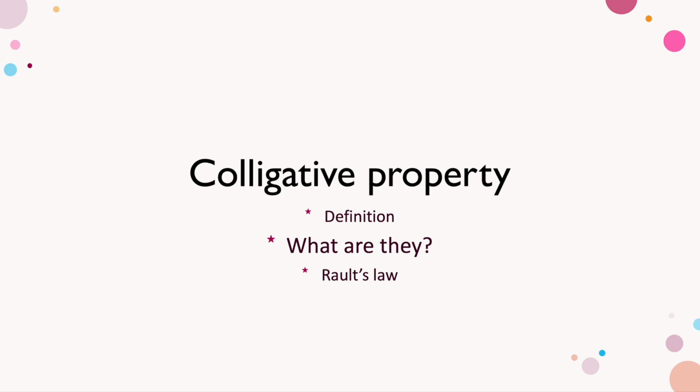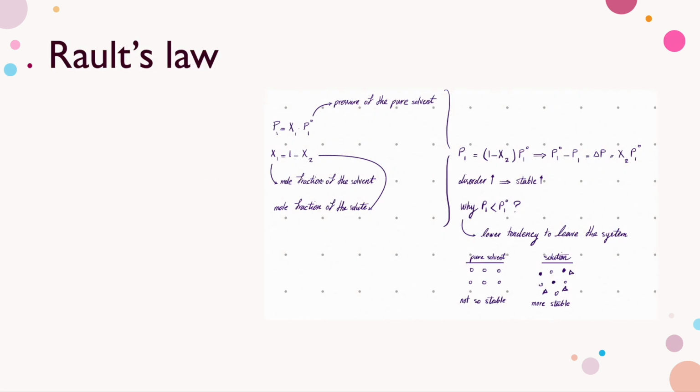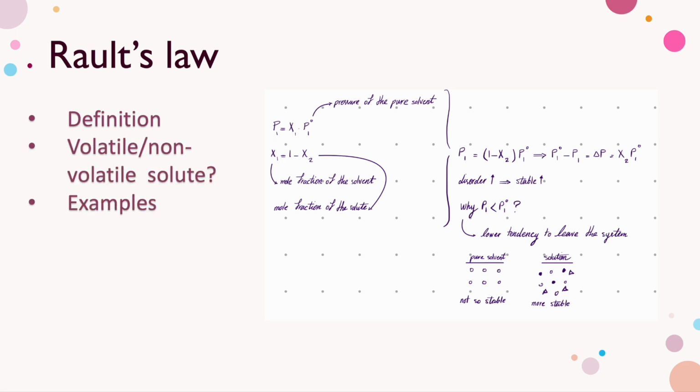Now, before we begin, let's talk about Raoult's law. If the solute is not volatile, we talk about Raoult's law and the rest of them. So Raoult's law states that the partial pressure of a solvent over a solution is given by the vapor pressure of the pure solvent times the mole fraction of the solvent in the solution, like this.